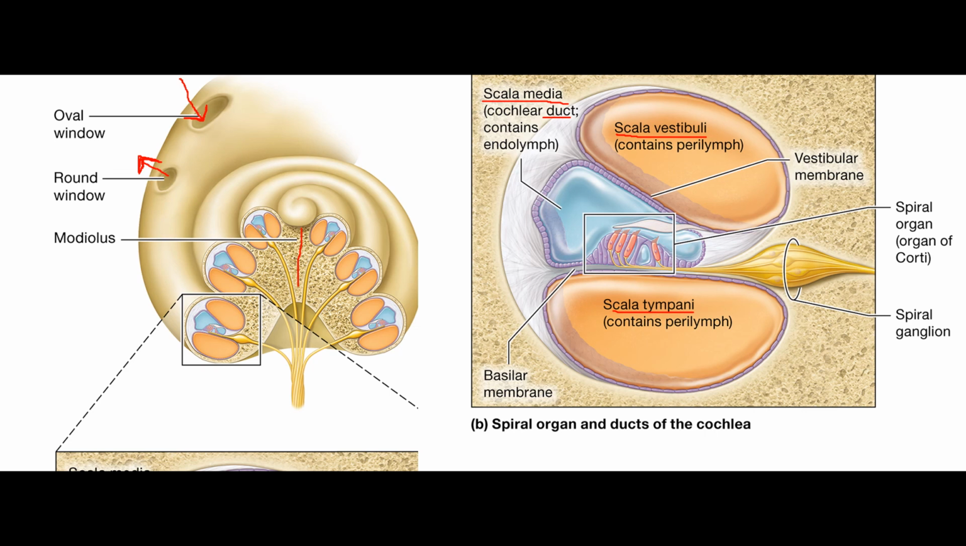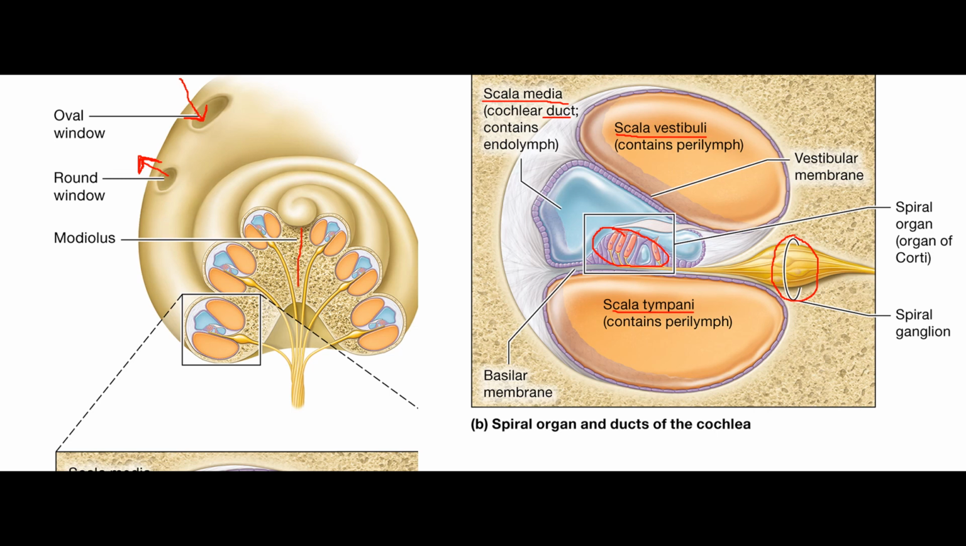So what do we have? We have the spiral ganglion here. Those are the somas for the cochlear nerve neurons, right? And where do they get their input from? They get their input from the spiral organ here, also called the organ of Corti. And so these are where those sound waves are transduced into electrical signals and then sent to the central nervous system for processing.